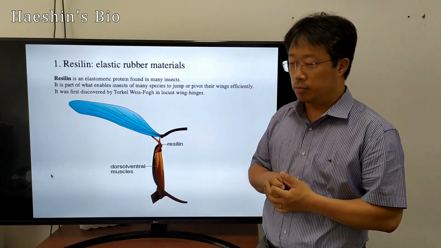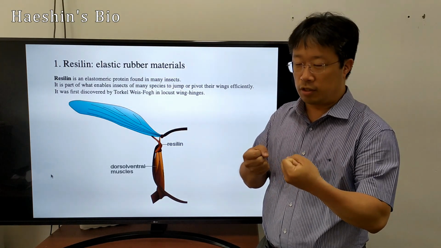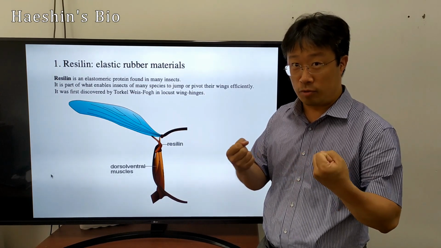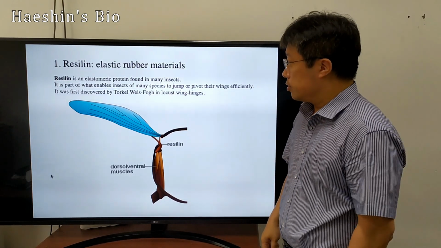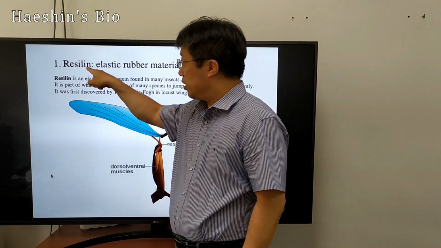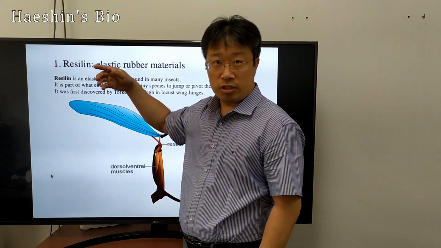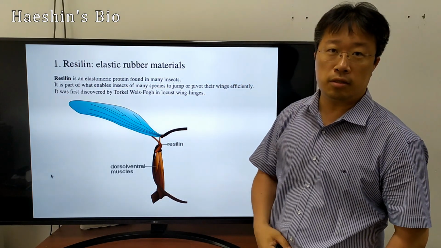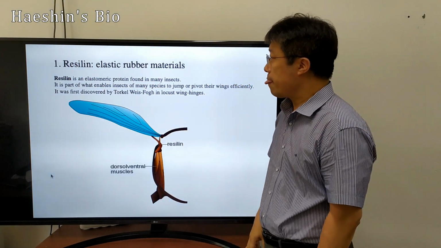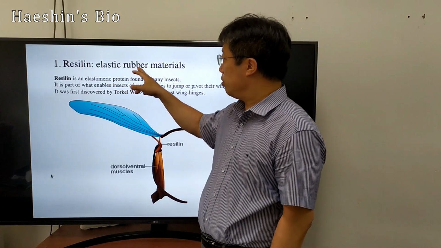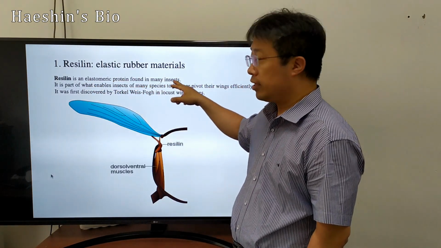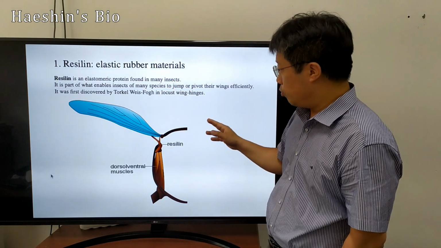a materials term for something that is difficult to tear, like elastic-like materials. So resilin is a protein, and the name indicates what it is for. It's like an elastic rubber material. Resilin is an elastomeric protein found in many insects.